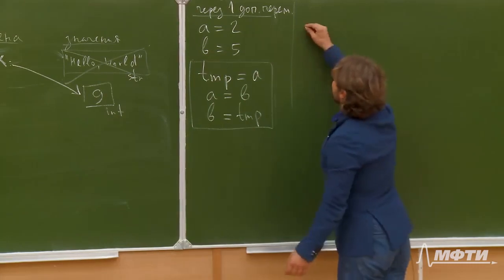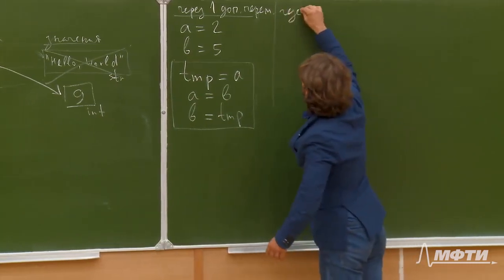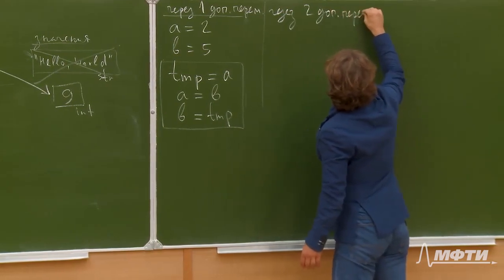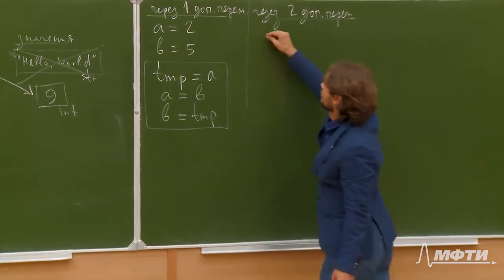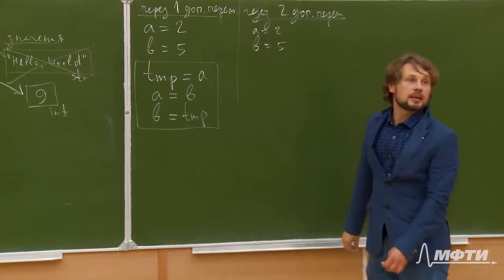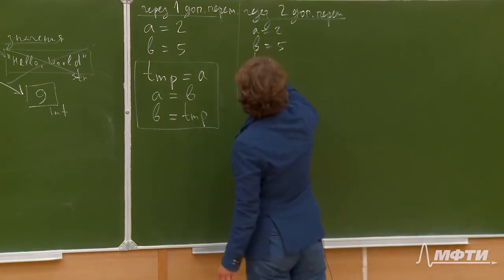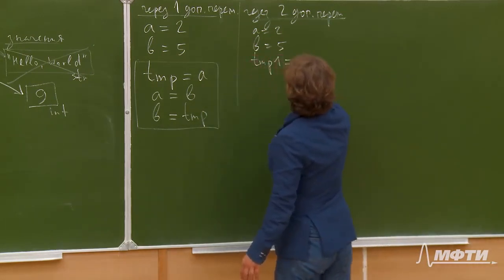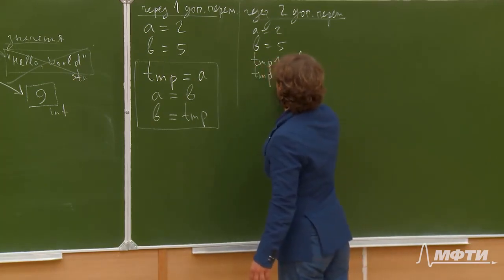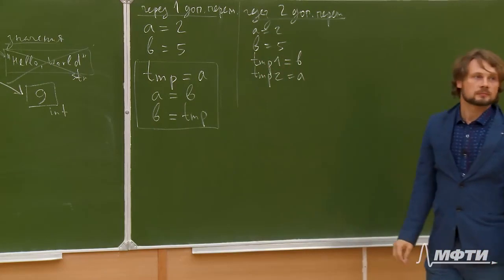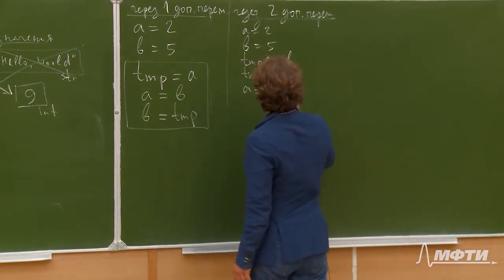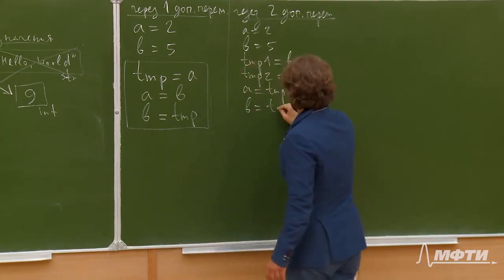Let's write it through two additional variables. The same thing: A equals 2, B equals 5. Now the contents, TMP1, TMP2. Let's go. TMP1 equals B, I'm doing this crosswise. TMP2 equals A. And now what? A is equal to TMP1, B is equal to TMP2.